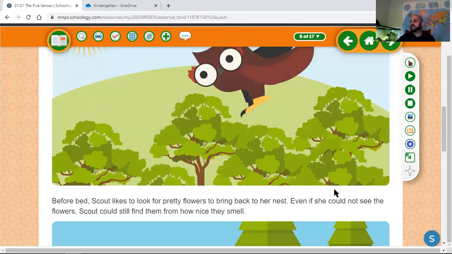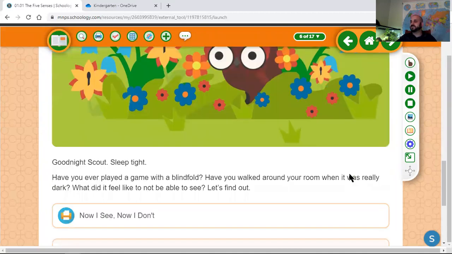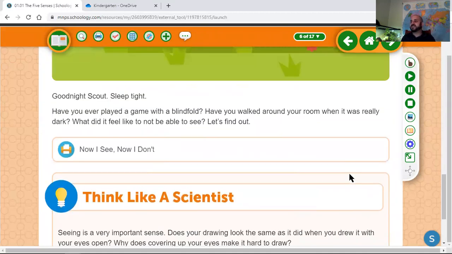Before bed, Scout likes to look for pretty flowers to bring back to her nest. Even if she could not see the flowers, Scout could still find them from how nice they smell. Good night, Scout. Sleep tight.